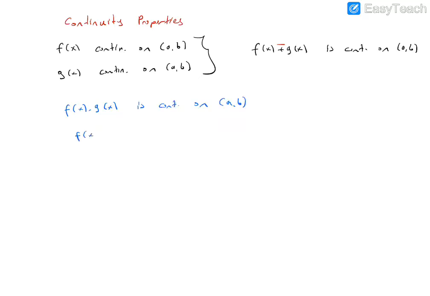For the quotient, like the limit, of course, g of x should be different than 0. So f over g is continuous on the same interval except for values x that make the denominator 0.